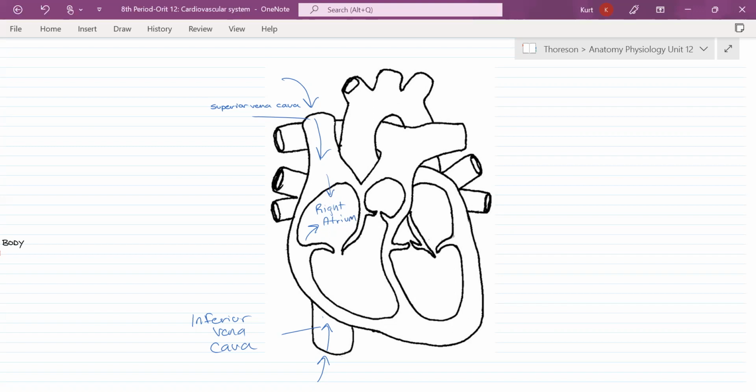So, blood is going to travel past this valve, which we'll go back to, and it is going to enter your second chamber. It's going to enter your right ventricle. What follows the right atrium? Right. It's right, right, left, left. Not right, left, or left, right.